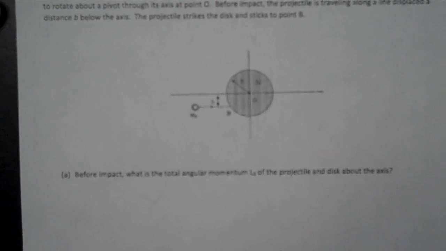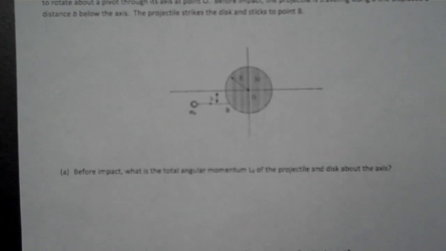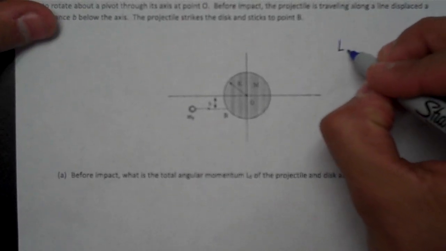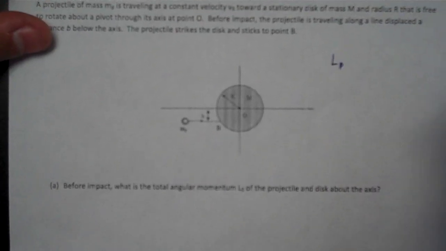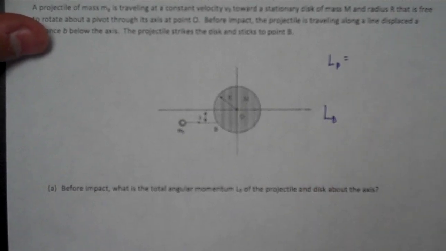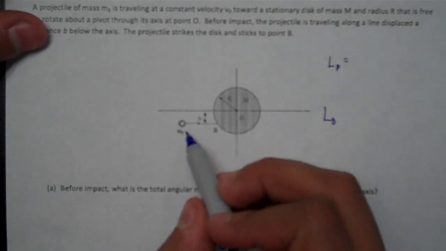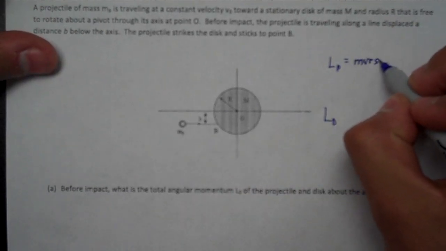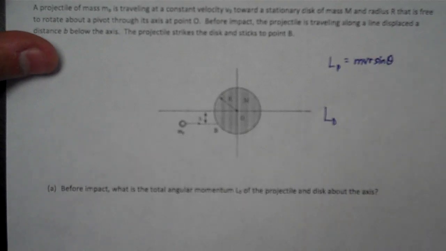And the first question asks us, before impact, what is the total angular momentum of the projectile and the disk about the axis? So for this situation, I'm going to be looking at the angular momentum of two things. I'm going to look at the angular momentum of the projectile, and I'm going to look at the angular momentum of the disk. Well, for the projectile, this is a point mass traveling, so its angular momentum is going to be determined by m v r sine theta.